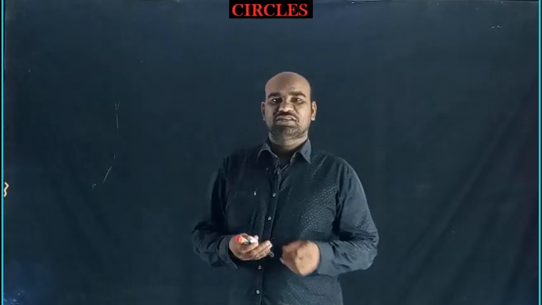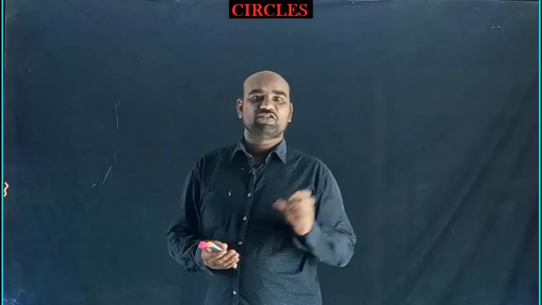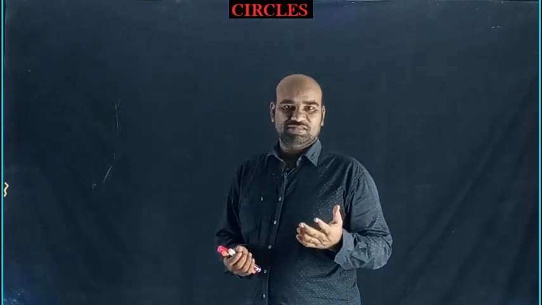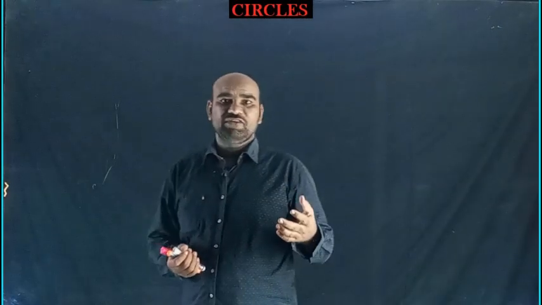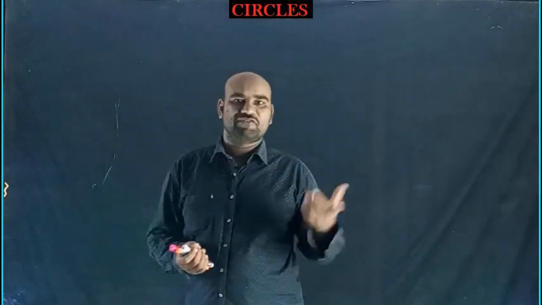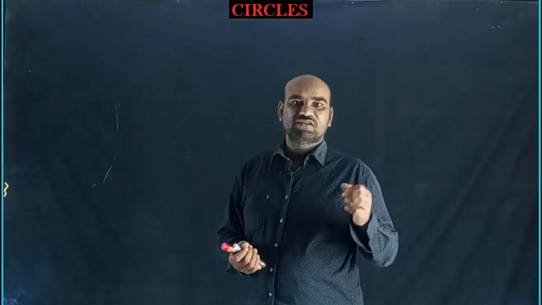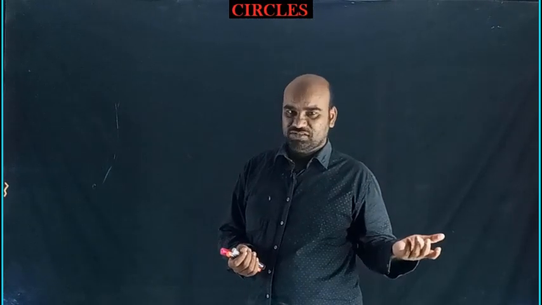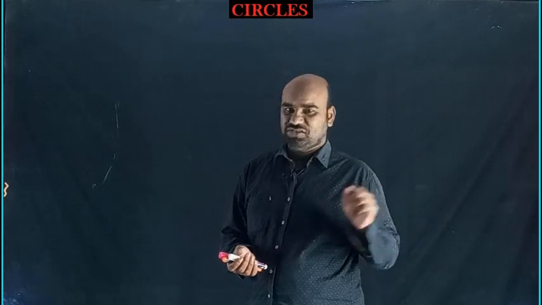Good morning, students. This is the seventh part of circle. Today I am going to explain how to find the equation of tangent to a circle in different forms, meaning the slope form of a tangent, the point form of a tangent, and problems based on this.